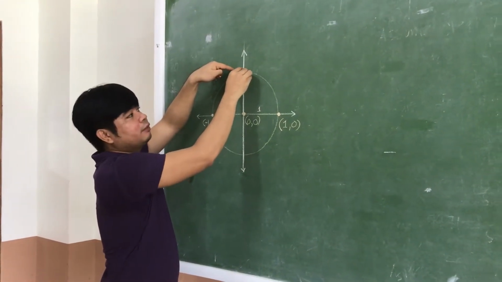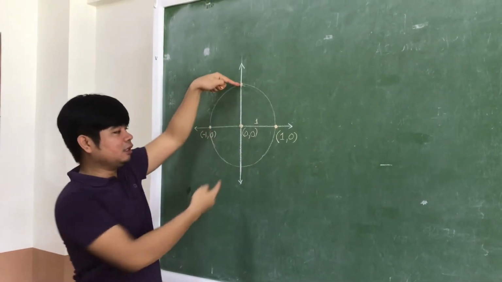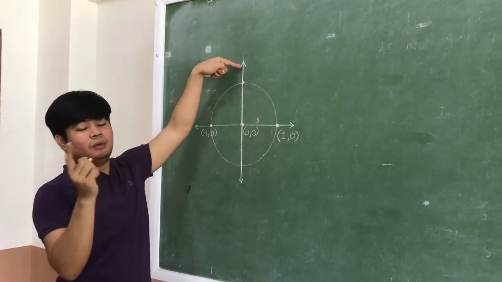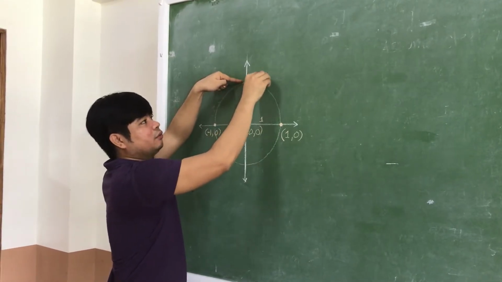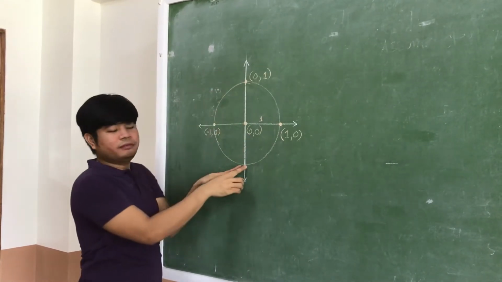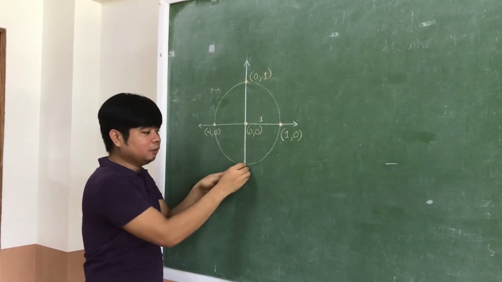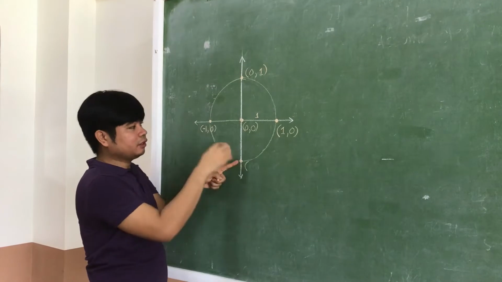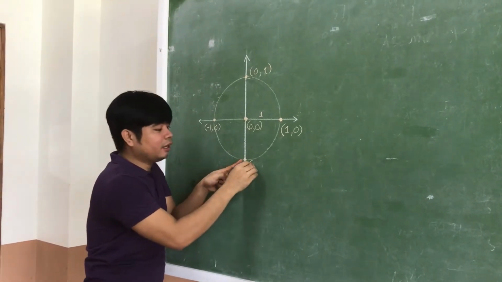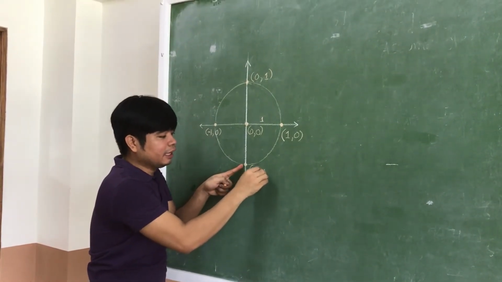The coordinates of the point of intersection of the circle and the y-axis are 0, 1. And if you move here downward, the coordinates of the point of intersection of the circle and the y-axis are 0 and -1.